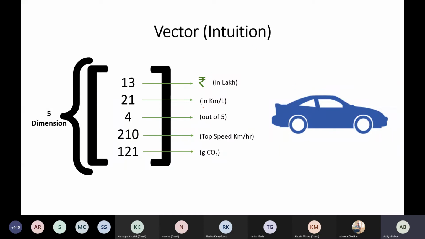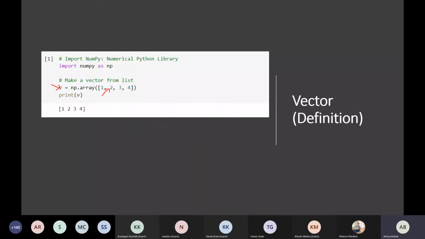I am giving you the vector intuition. So you have five scalars, and a collection of scalars forms your vector. Okay, any doubts still here? I guess not, okay, great. Okay, so this is a vector.